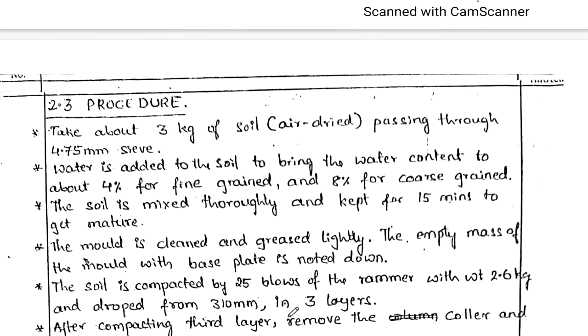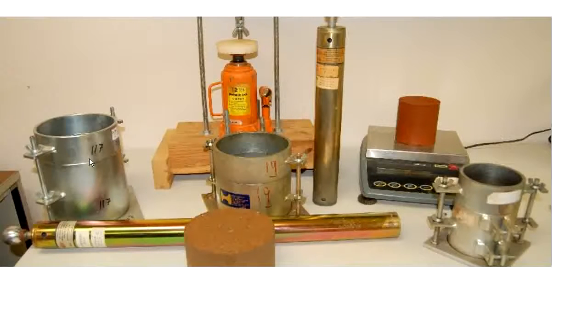Take about 3 kg of soil. I will just show you the test equipment. This is the modified Proctor test equipment, and this is the standard Proctor test equipment, which is a little bit smaller. This is the collar, this is the mold, and this is the hammer.